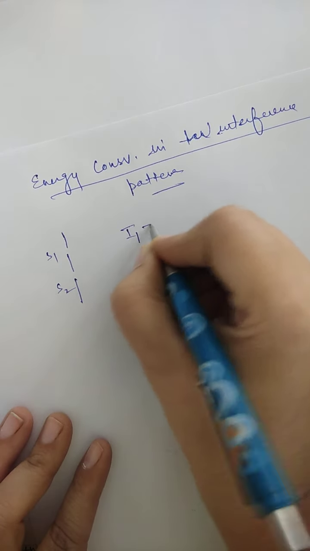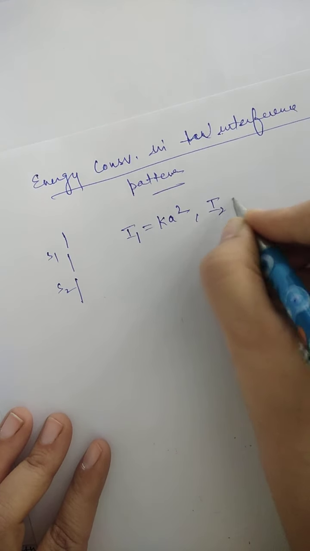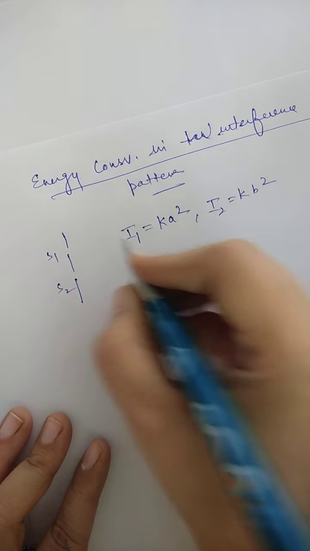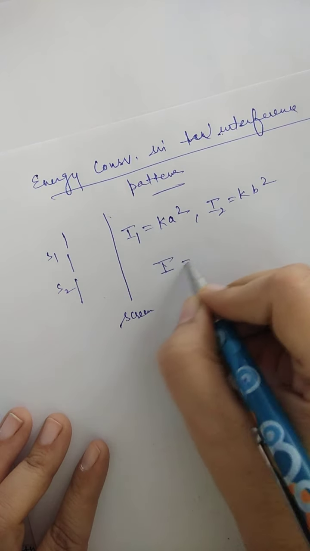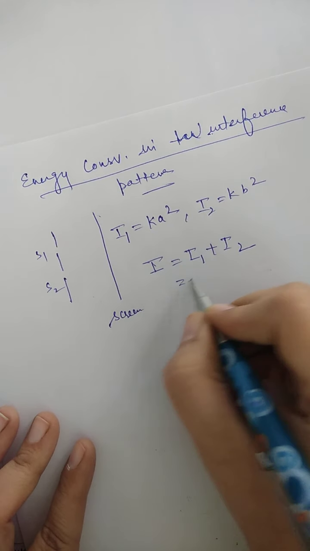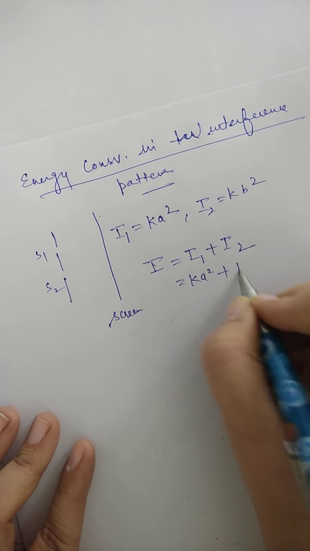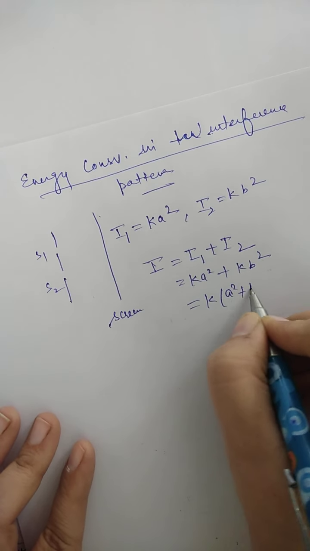सो फ्रॉम फर्स्ट सोर्स I1 इज इक्वल टू K इंटू A स्क्वायर. फ्रॉम सेकेंड सोर्स I2 इज इक्वल टू K इंटू B स्क्वायर. वी हैव प्लेस्ड अ स्क्रीन हेयर. तो टोटल इंटेंसिटी यहाँ क्या होनी चाहिए थी? दैट इज द सम ऑफ द इंटेंसिटी कमिंग आउट फ्रॉम दीज टू सोर्सेस, K into A square plus K into B square. This is K into A square plus B square.